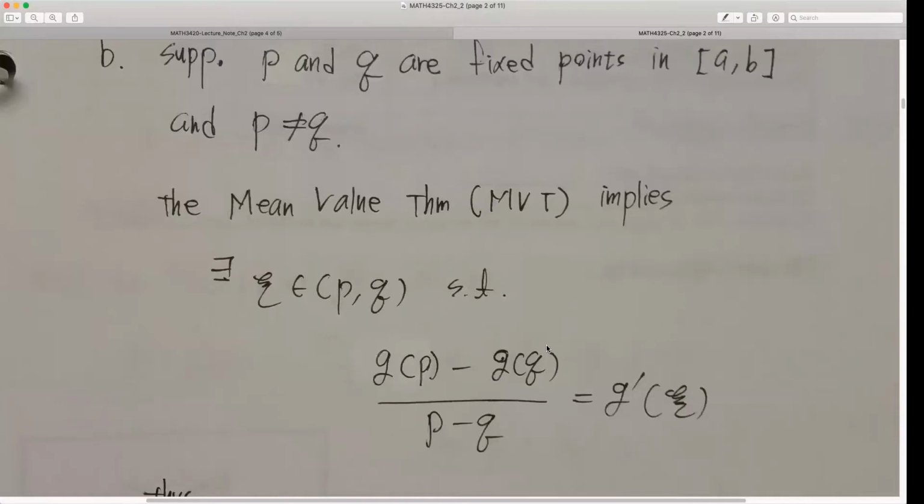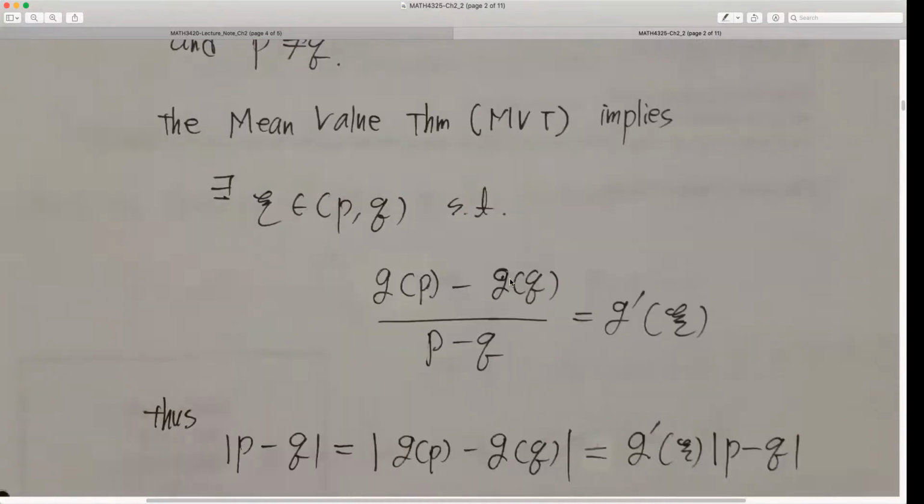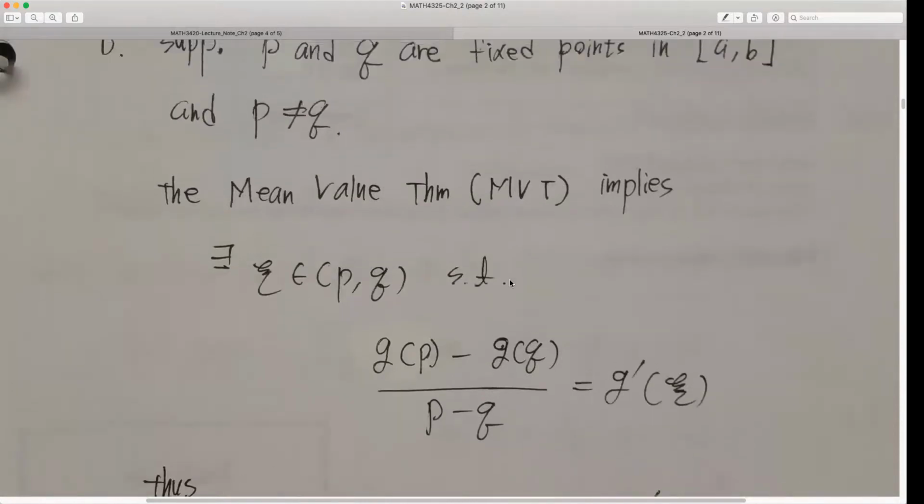Since the function g is continuous, that's the assumption, right? And then let me see. So p and q are fixed points, but they are distinct. So g(p) and g(q) are different, right? Okay. So then we can figure out the slope of the secant line passing through (p, g(p)) and (q, g(q)). And then by the mean value theorem, there exists an x value between p and q such that the derivative of function g at xi is equal to the slope of that secant line.